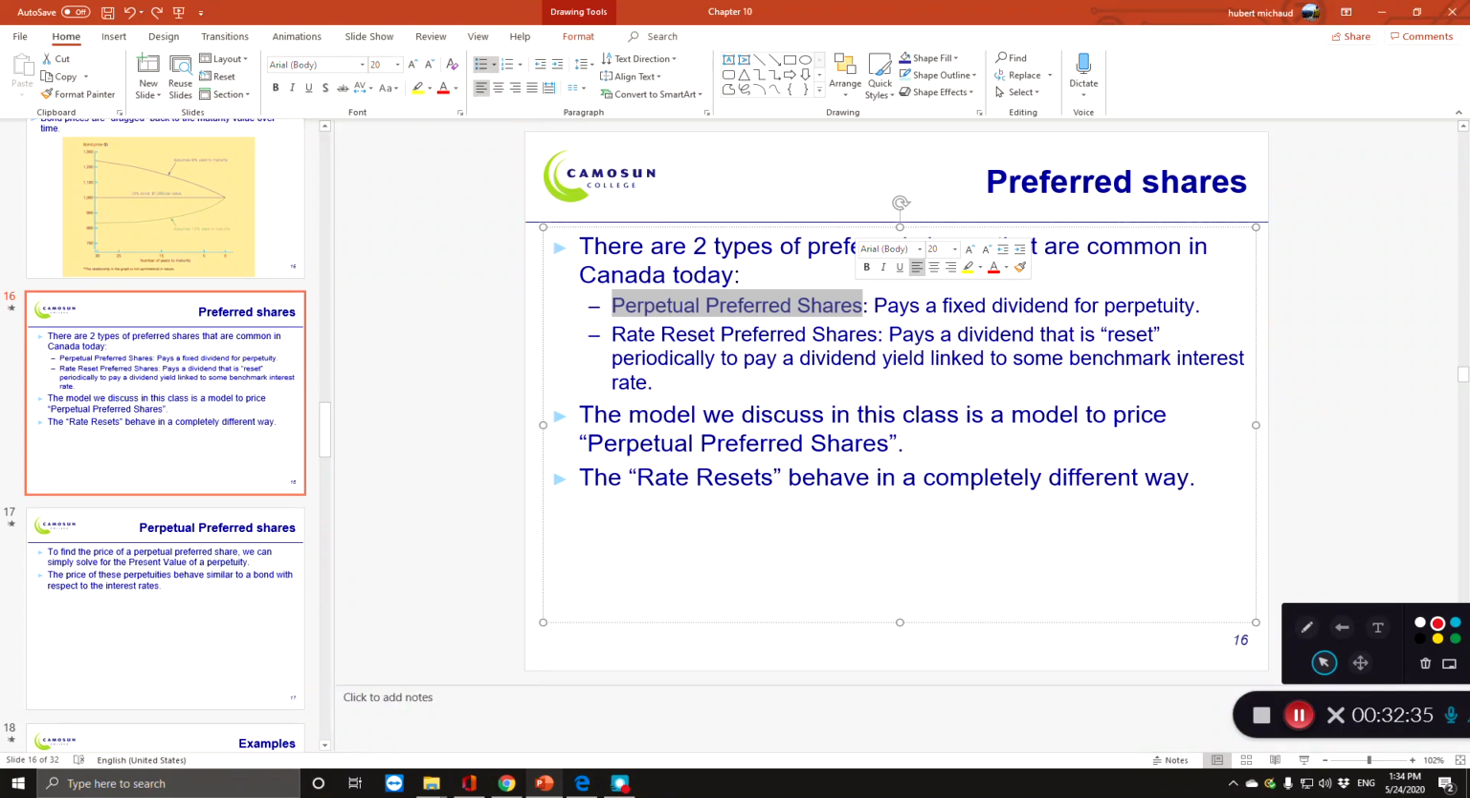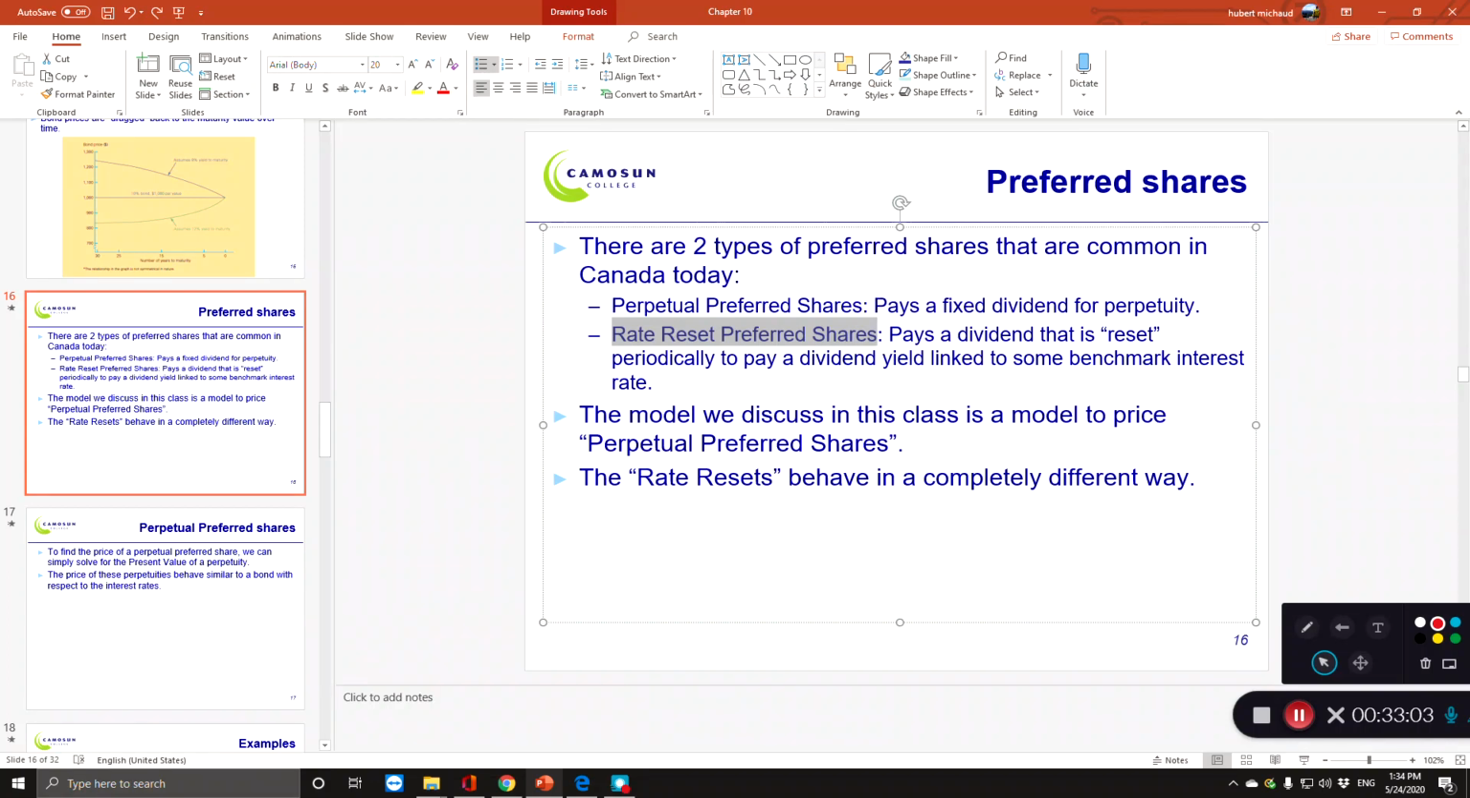They just give you a payment, a dividend every year, but they never give you the principal back because it's considered a perpetuity. It's going to last forever as long as the company's there. So they behave exactly like a bond. If the interest rate goes up, the price goes down. If the interest rate goes down, the price goes up. Rate resets, on the other hand, behave the other way. Because if the interest rate goes up, you're going to get more dividend out of these shares. So now they're more valuable.